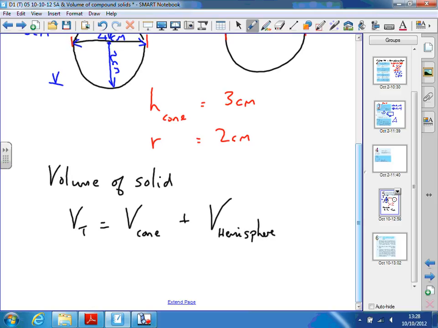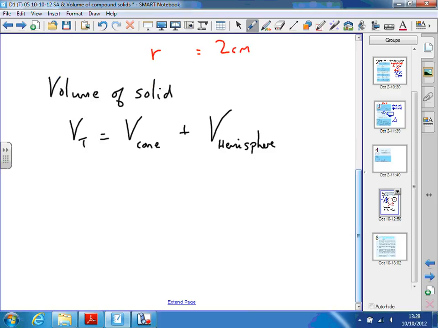So my plan is to do that, to find the volume of the cone, volume of the hemisphere. Now I go about doing it. What is the volume of the cone? Can anybody remember the formula for the volume of the cone?